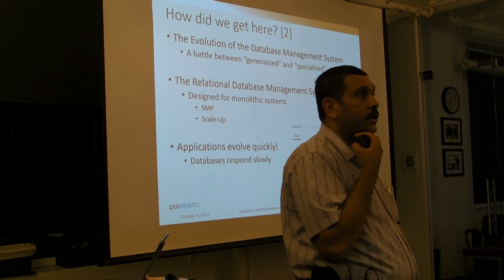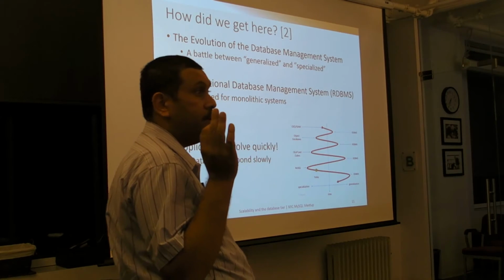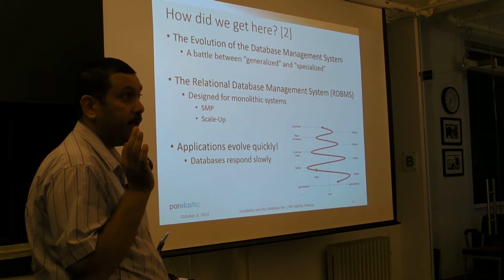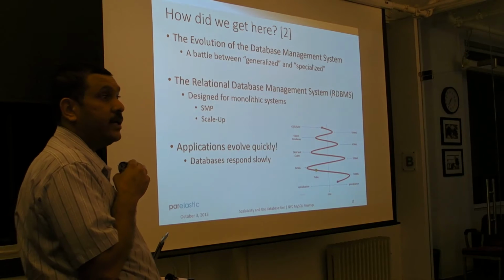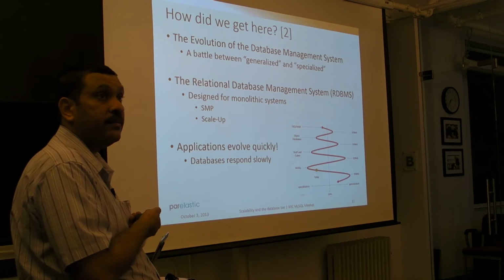RDBMSs could not do high volume aggregations. They had a big data problem at that time. Big data at that point in time was a gigabyte of data. And they couldn't do aggregations fast enough. They had to pre-compute cubes and aggregates.